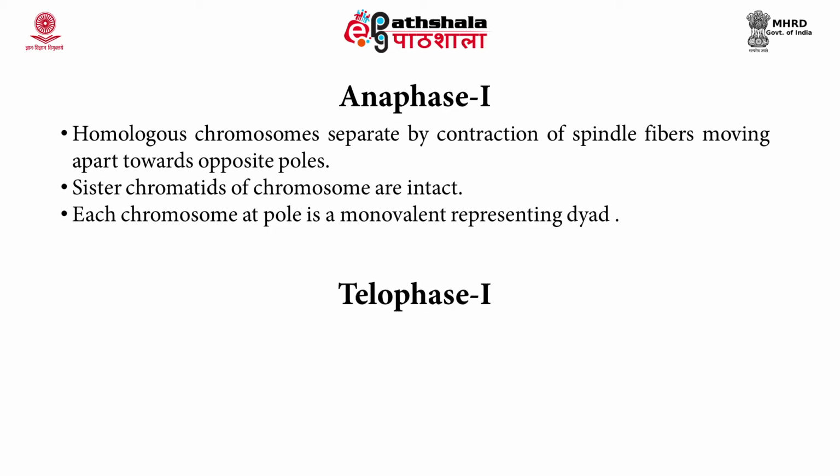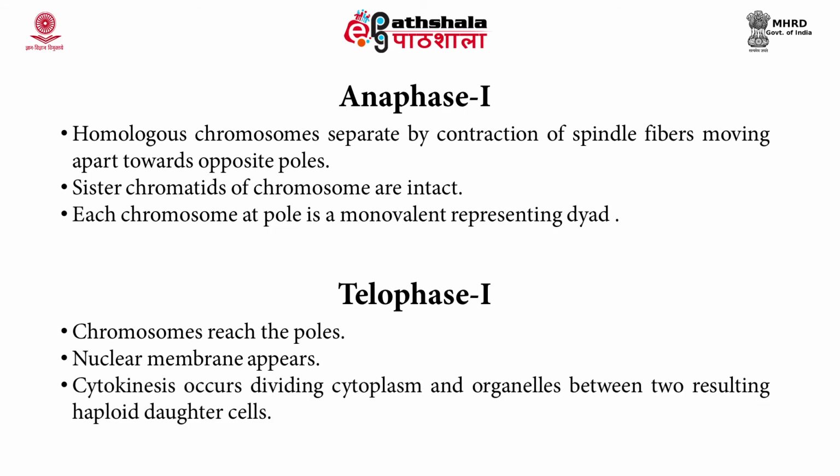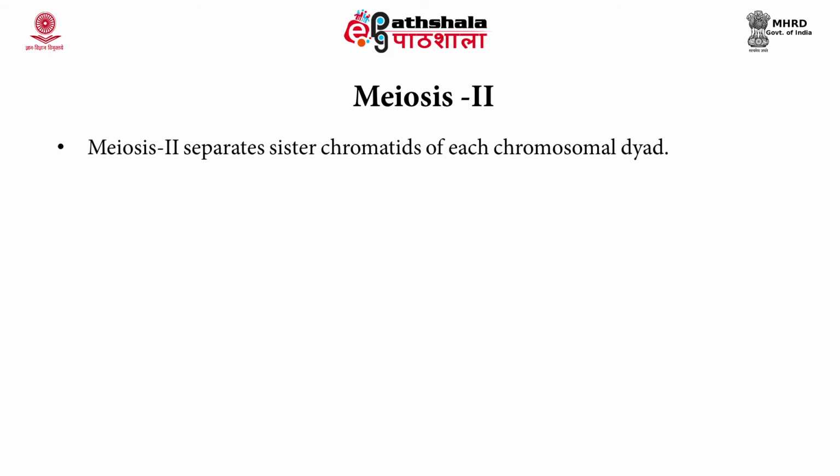The last stage of meiosis I is termed as telophase I. At this stage, chromosomes reach the poles. Nuclear membrane appears. Cytokinesis occurs, dividing cytoplasm and organelles between two resulting haploid daughter cells. Meiosis II. Meiosis II separates sister chromatids of each chromosomal dyad.